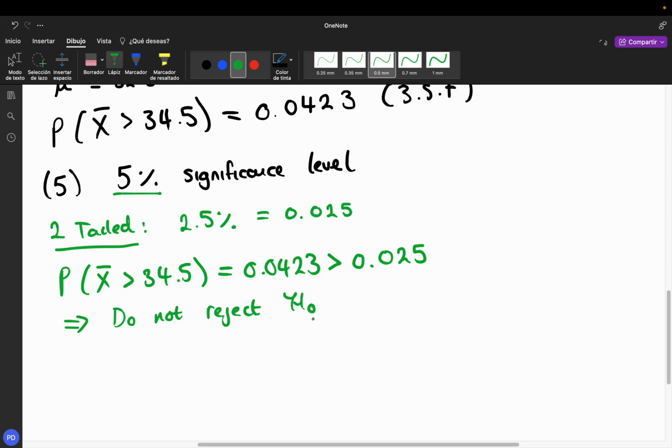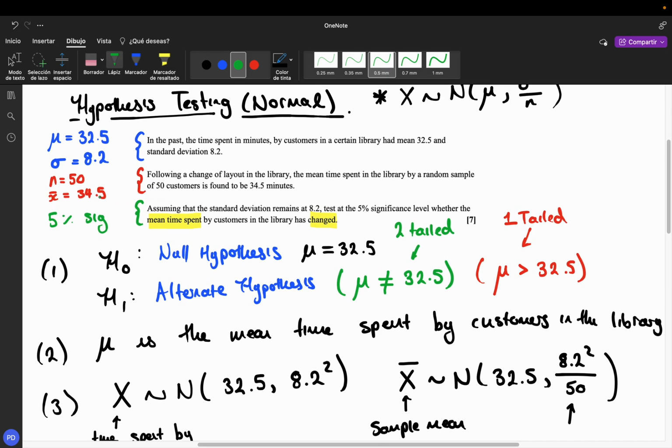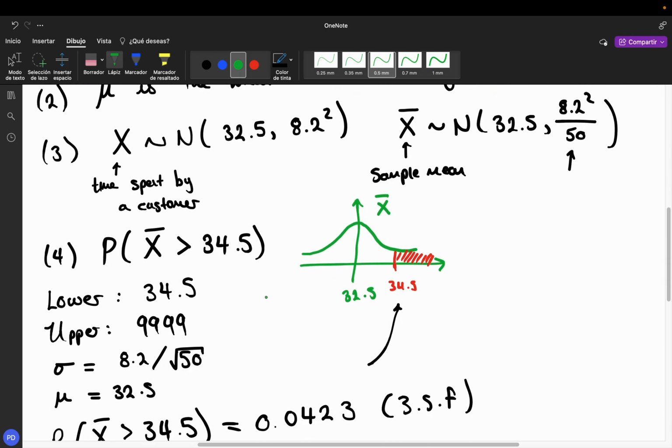Okay. This tells us that the chances of us seeing something bigger than 34.5 is bigger than our significance level. Well, half of it. So in this scenario, we are not going to reject H0. We're saying that our alternate hypothesis, which is mu is not equal to 32.5, based on seeing a sample mean of 34.5, could have probably happened. That's what's going on here.